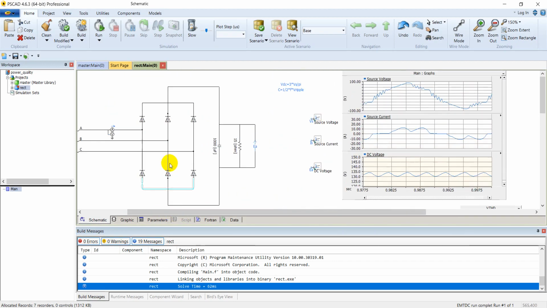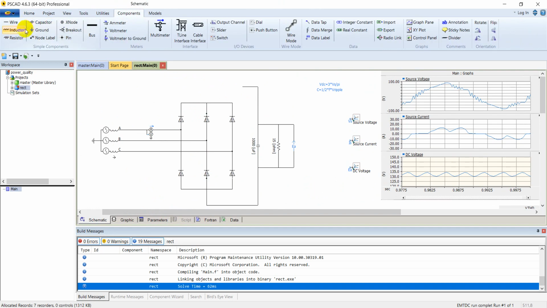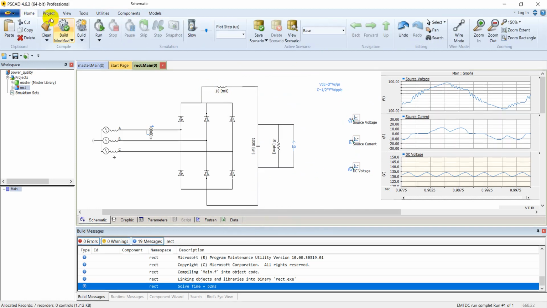But if we put another inductor here, let's see how it affects the simulation. Go to components and pick an inductor. Place an inductor here and connect it. We'll set its value to 10 millihenry. And run the simulation.